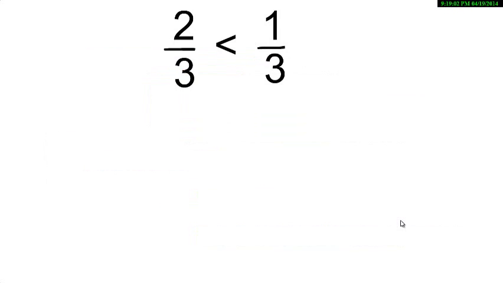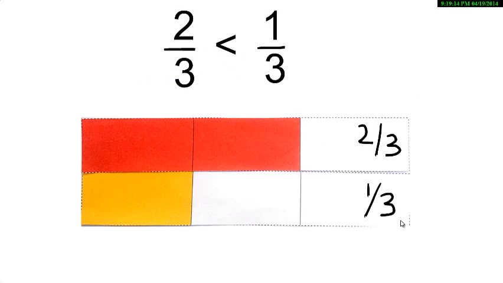Let us see whether 2 by 3 is less than 1/3. Now place 2 by 3 and 1/3 such that their lengths meet one below the other. Check whether the area of the colored region is the same or is one bigger than the other. We find that 2 by 3 is bigger than 1/3 or 1/3 is smaller than 2 by 3. Thus, 2 by 3 is less than 1/3 is false.